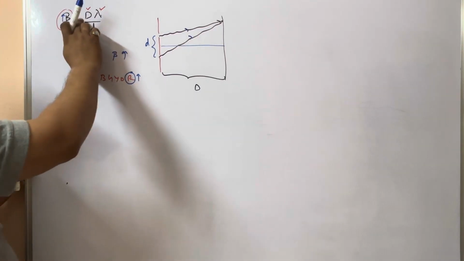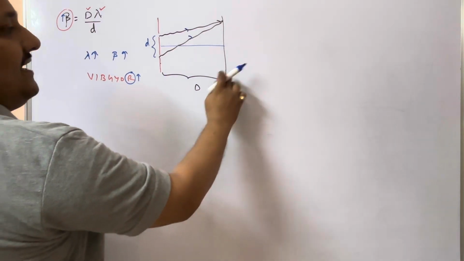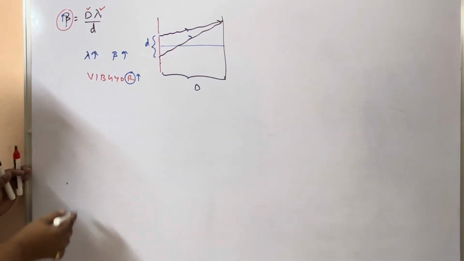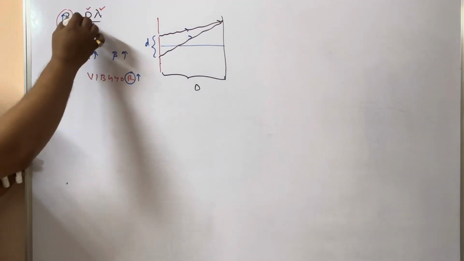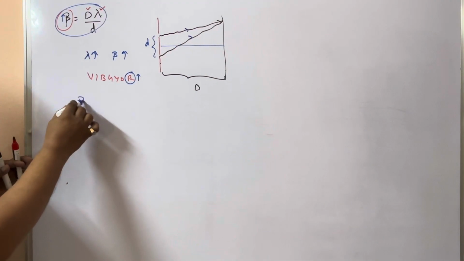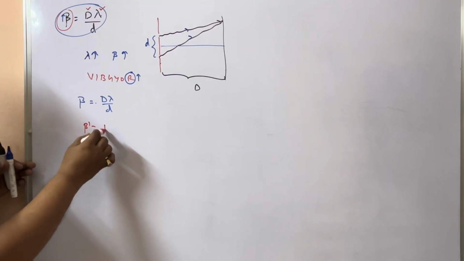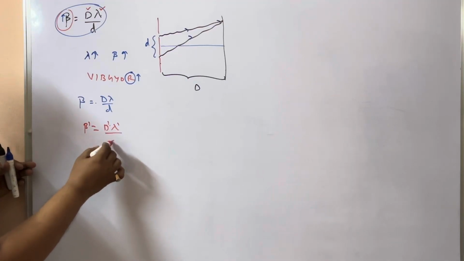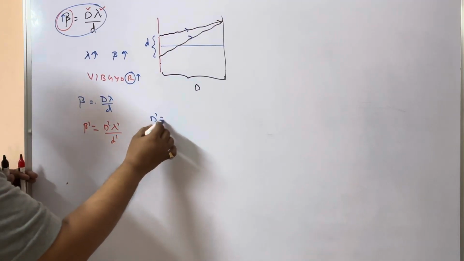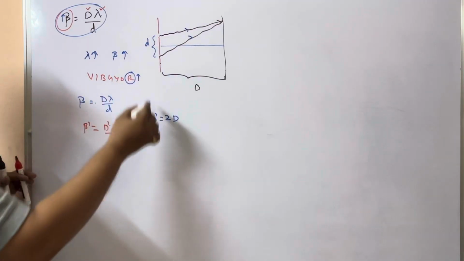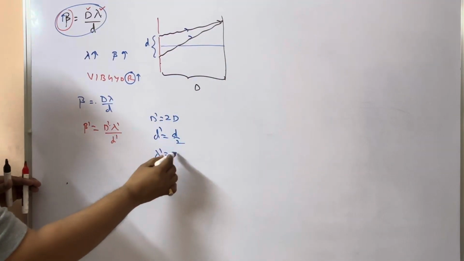So, the distance between screen and slits is increased 2 times. What happens to fringe width? The distance between two slits is made half. What happens to fringe width? You people can do this very easily. Beta is equal to D lambda by d. So beta dash is equal to D dash lambda dash by small d dash. The distance between screen and slits is doubled, D dash equals 2D. The distance between two slits is half, d dash equals d by 2. The same wavelength is used, therefore lambda dash equals lambda.